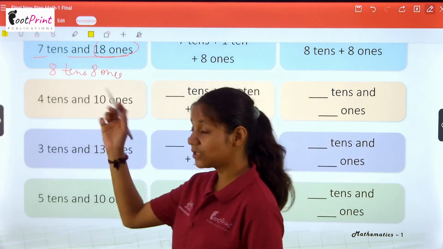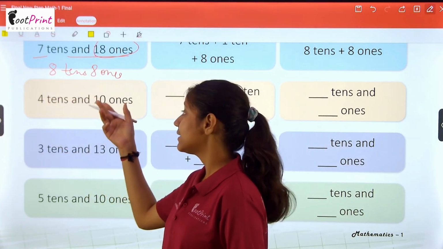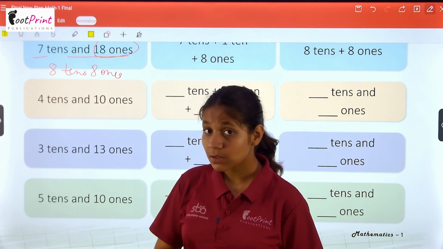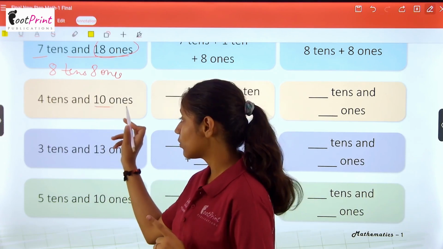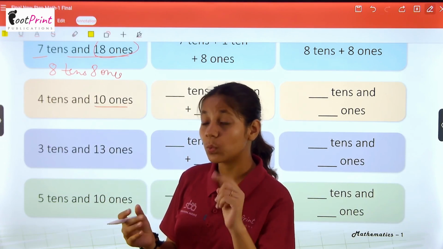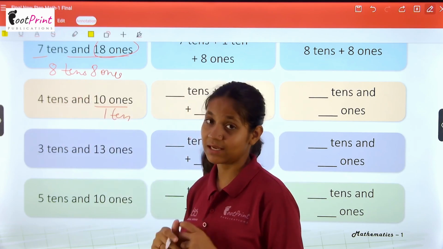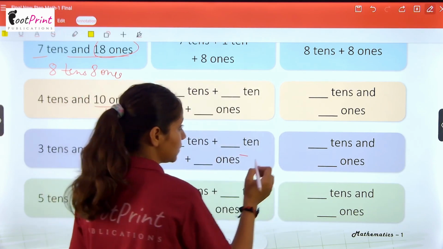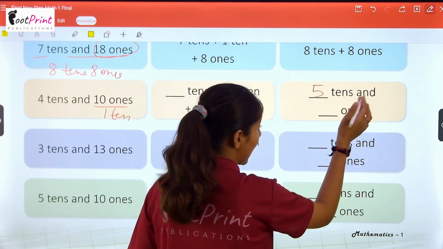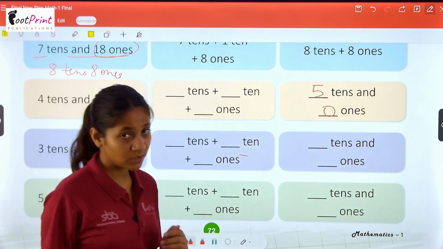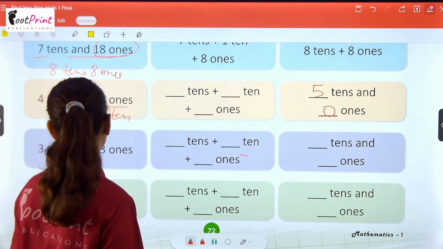When I am again doing for you, 4 tens and 10 ones. 10 ones means 1 ten. So this 10 ones will convert into 1 ten. So 110. Now 4 tens plus 1 ten is 5 tens. So as the answer we can say here 5 tens and 0 ones. Okay, so the answer is 50.